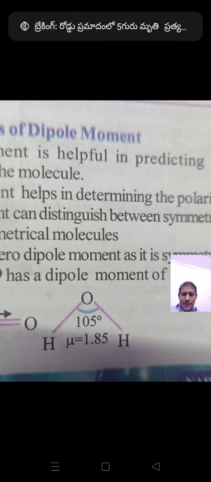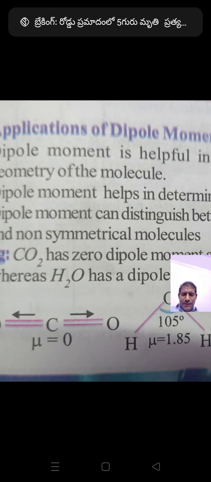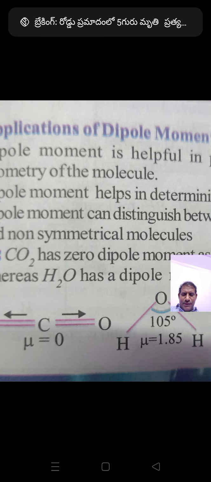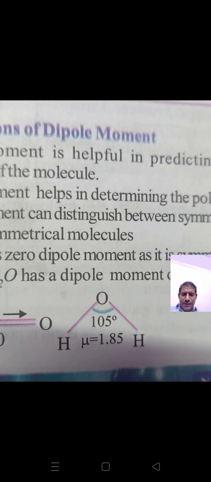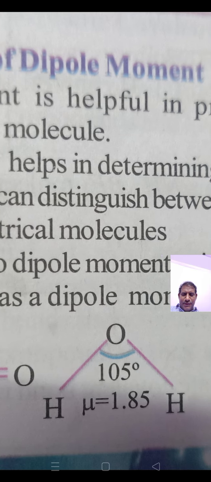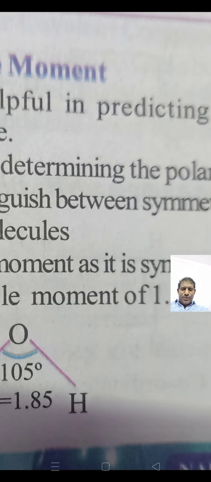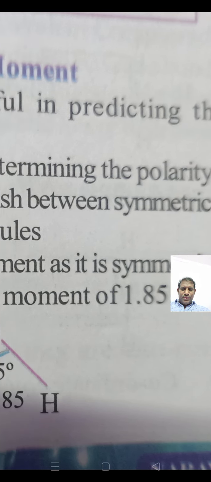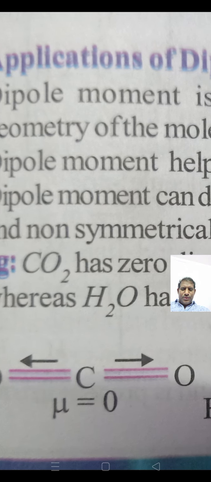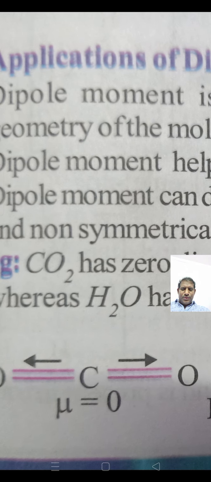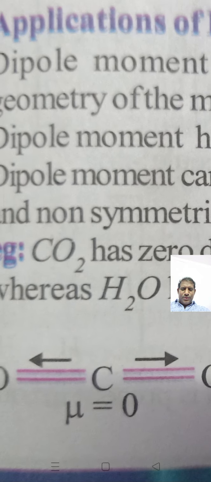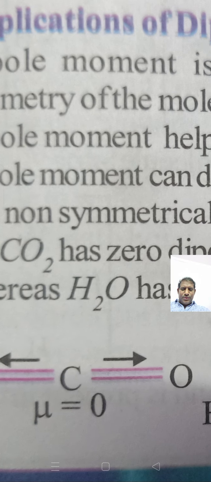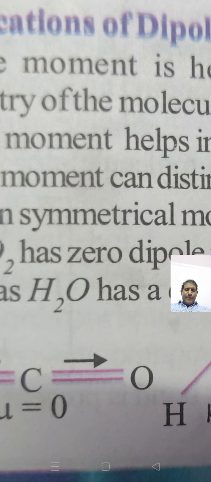Dipole moment can distinguish between symmetrical and non-symmetrical molecules. For example, carbon dioxide molecule has zero dipole moment because it is a symmetrical molecule. It is represented by O double bond C double bond O. Both the bond dipoles are present in opposite directions. Both dipoles cancel each other. Therefore, net dipole moment is zero in case of carbon dioxide.